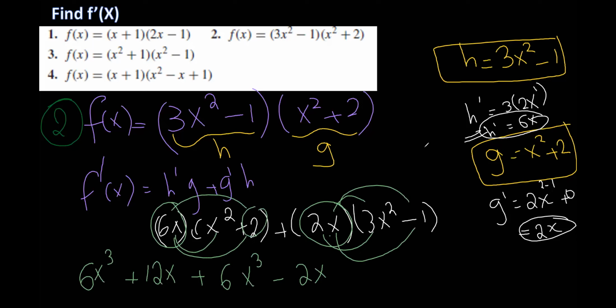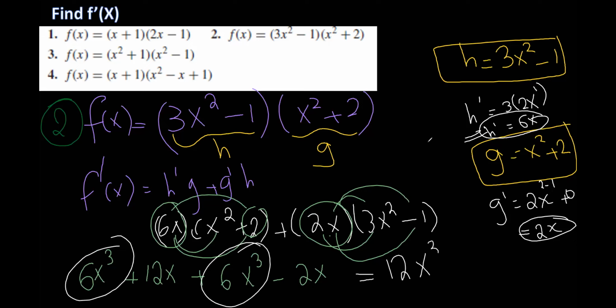After that, let's now simplify it. 6x cubic plus 6x cubic is 12x cubic. And 12x minus 2x is plus 10x. So this is now the derivative of the second one. Is it clear? Yes, teacher. Do you have any question? No, teacher.